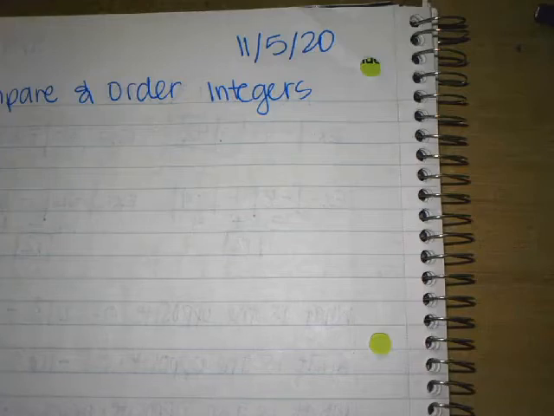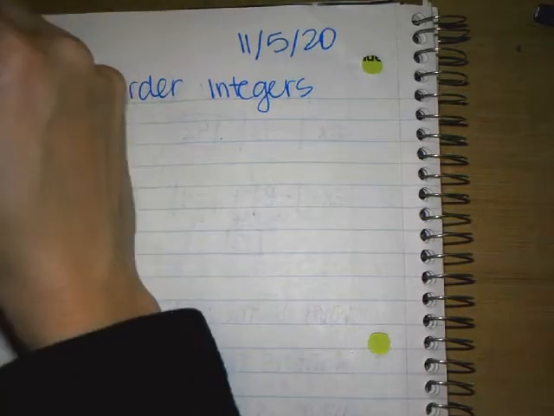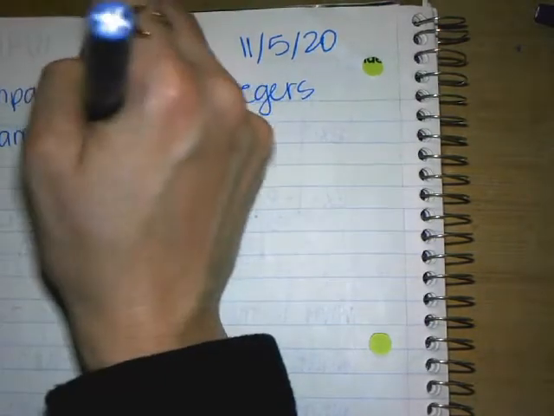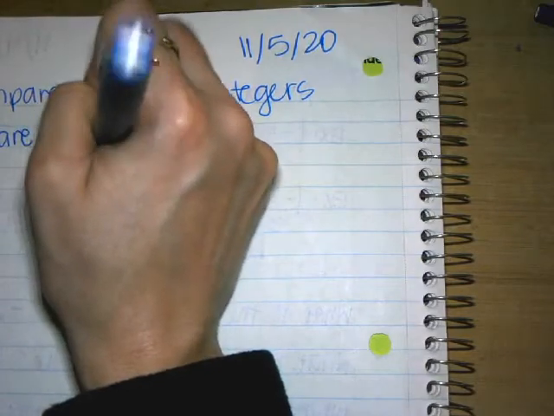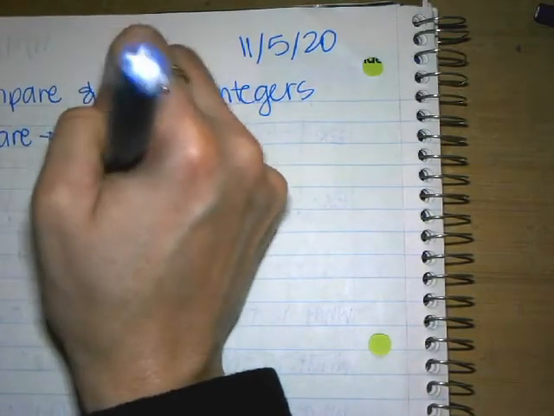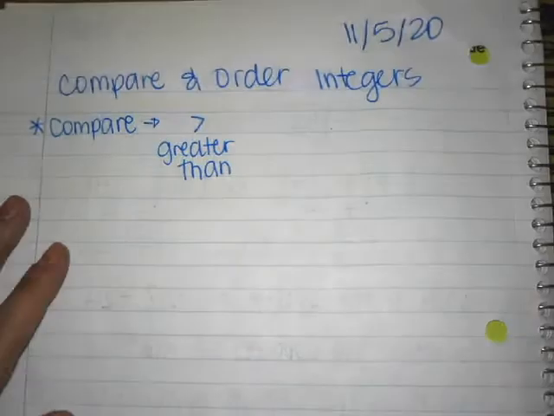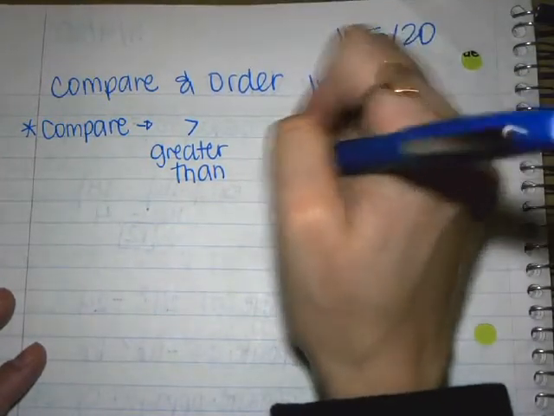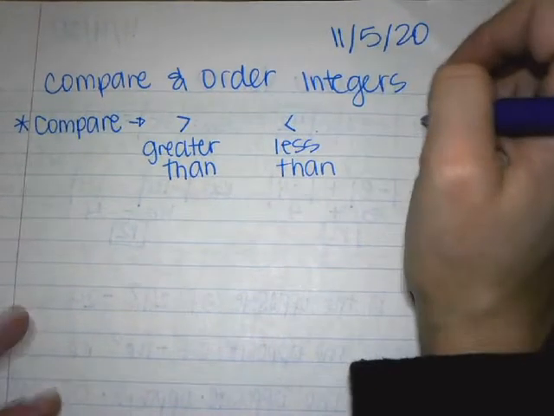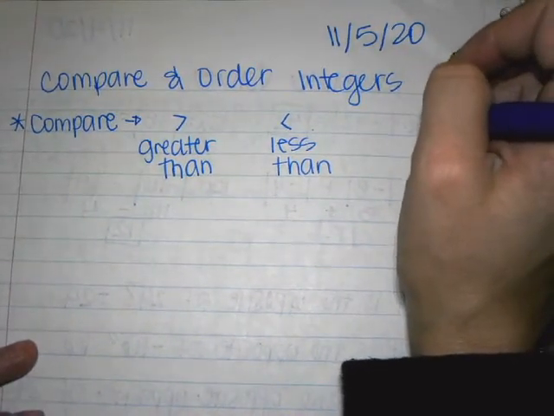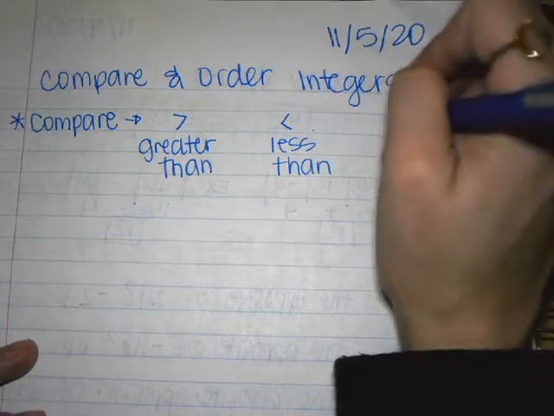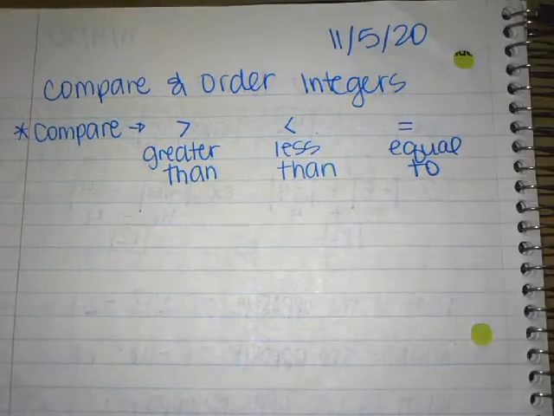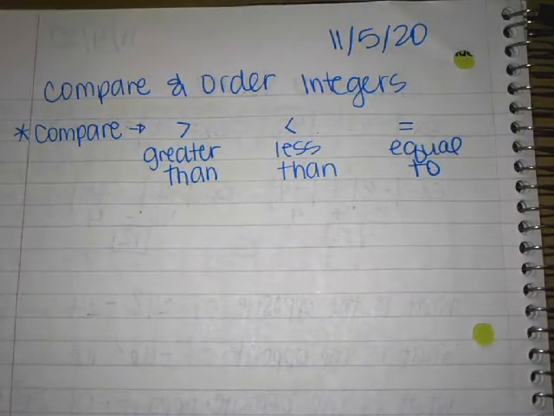So remember, when we compare, we are going to use a greater than symbol, a less than symbol, and what other symbol? Equal. When we compare in math class, we're going to do greater than, less than, and equal to.